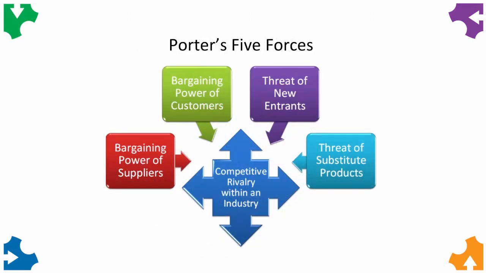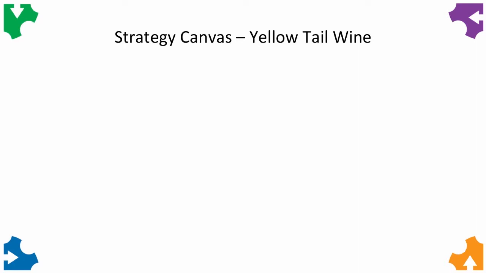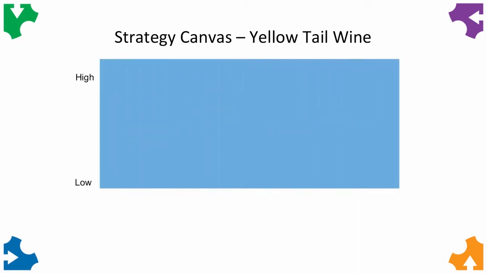There are some tools that you can use to look at competitors. One is Michael Porter's 5 Forces, understanding the forces that drive industry competition. This work was done in 1980, and it's fundamental to the tool set of any strategy professional. Another very effective tool is the strategy canvas. This comes from the work of Kim and Mauborgne and Blue Ocean Strategy.